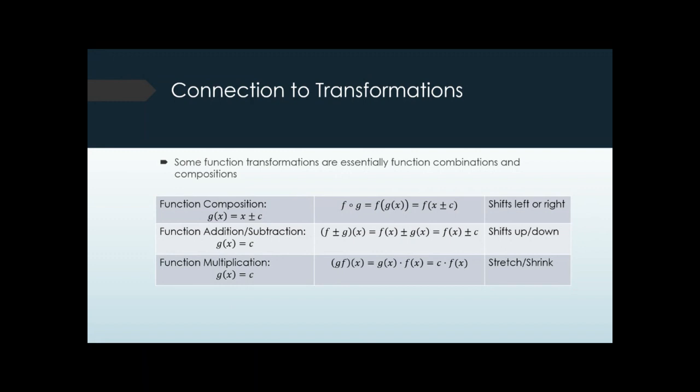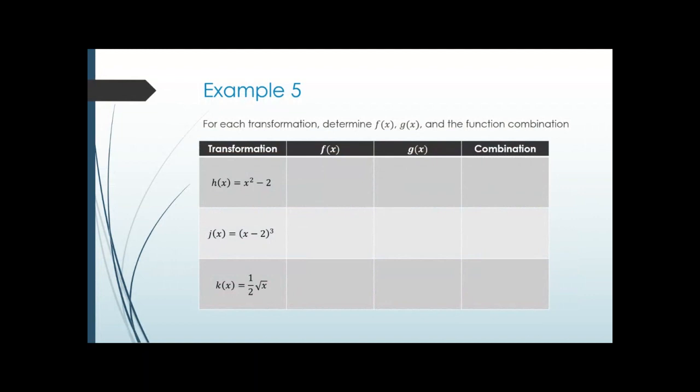So this will make more sense if I actually do an example here. For each transformation, determine what f of x is, what g of x is, and the function combination that happened. So f of x, that is what we're going to call the parent function. And then g of x is going to be the transformation that occurred to that, or the directions on how to transform it.